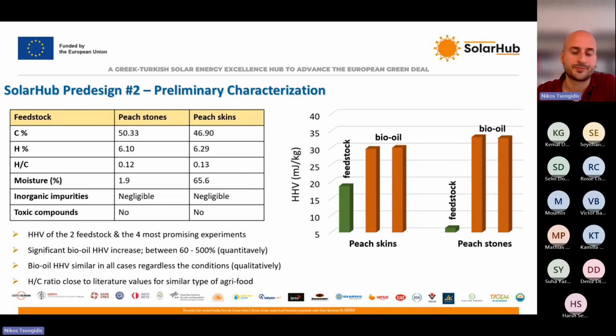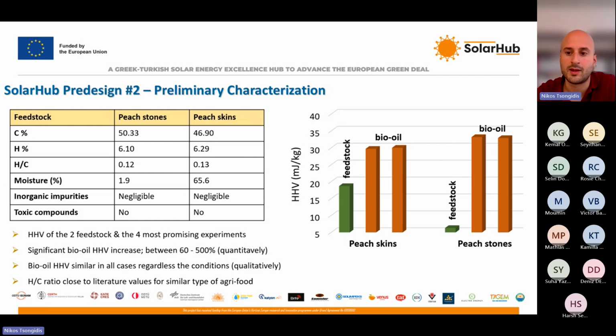Then, this is quite interesting, I would say, is the measurement of the high heating value of the products. So when we compare the high heating value of the products to that of the feedstock, we see that in all cases, we have managed to observe a significant HHV increase. So in this case, it ranges between 60%, which is in the case of pit skins, and can reach up to 5 times, which is in the case of the pit stones.